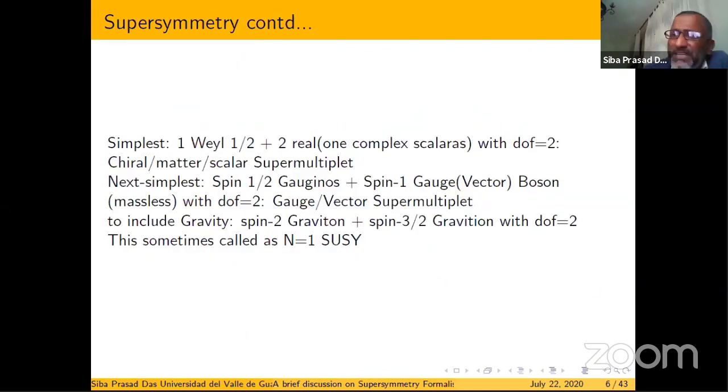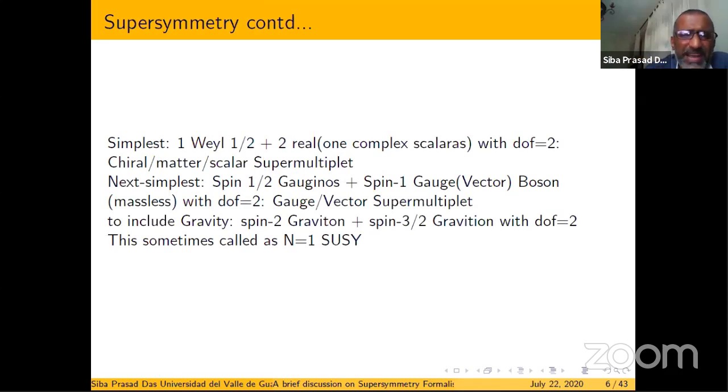So what is the simplest possibility of the irreducible representation of the supermultiplet? The first simplest possibility is that I have one Weyl fermion, which is spin half, and two real scalars. You can manifest these 2 real degrees of freedom in one complex scalar, whose degrees of freedom is equal to 2. In supersymmetry language this is called the chiral supermultiplet, or matter supermultiplet, or scalar supermultiplet. These are the minimal irreducible multiplets of supersymmetry.